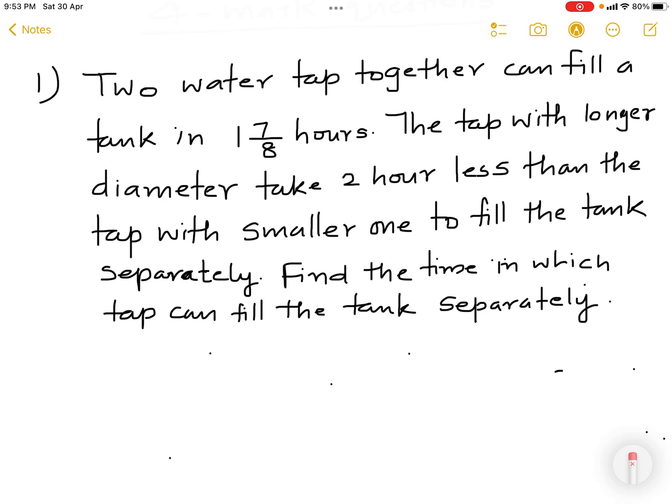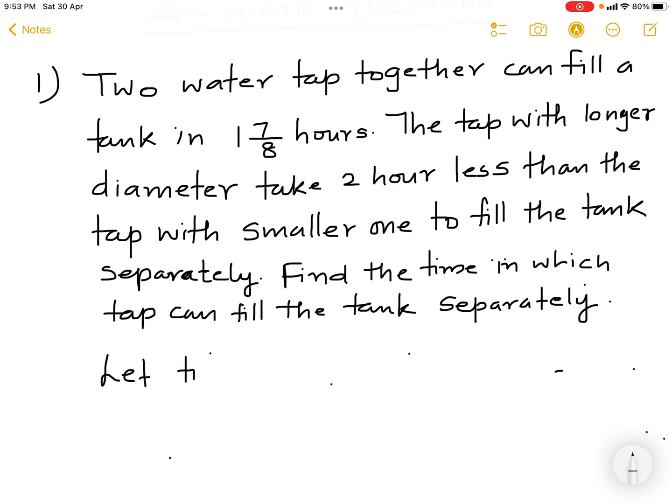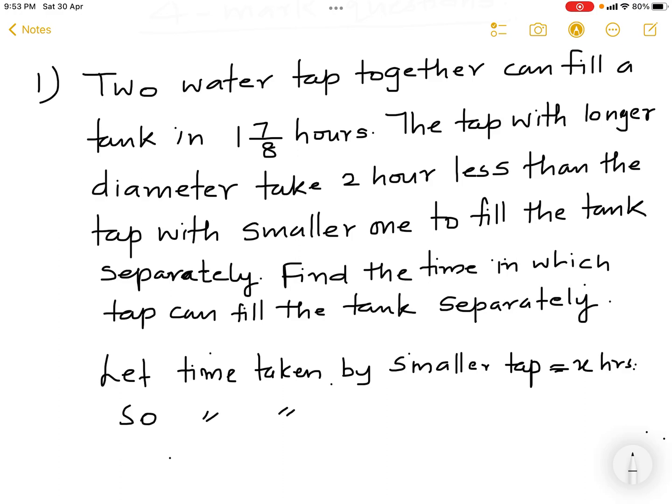First, whatever may be the question, take the unknown as x. Then let the time taken by the smaller tap be x hours. So, the time taken by the larger tap is x minus 2 hours.